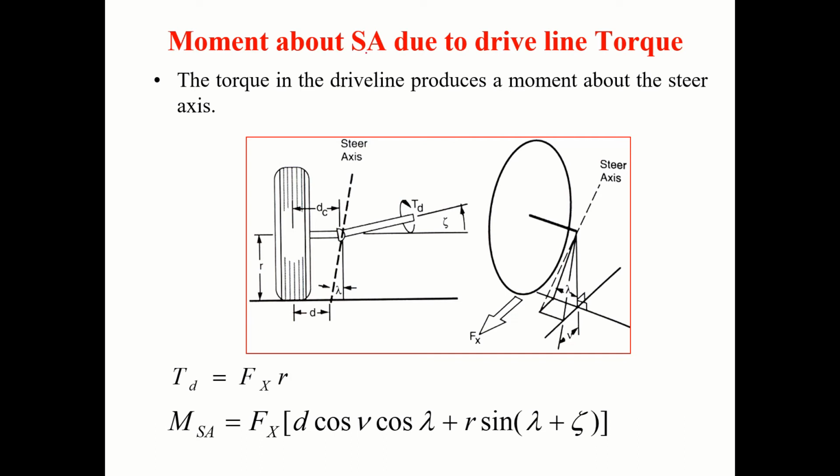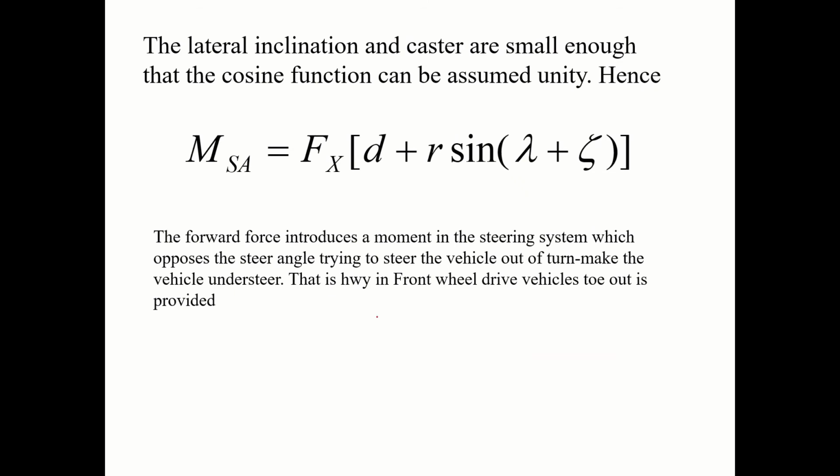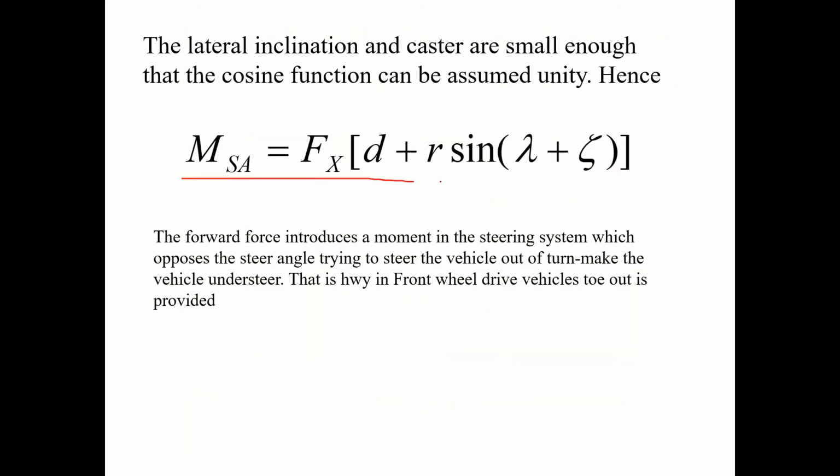So, moment about the steering axis due to drive line torque. This is the drive line torque. So the moment you are going to get is this equation, and zeta is this angle. Now it says that the lateral inclination and caster are small enough that the cosine function can be assumed unity. Hence, this part you can leave out, and the equation can be written like this. So here also you can see what moment you can find.